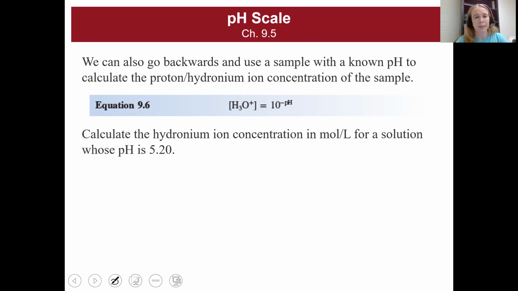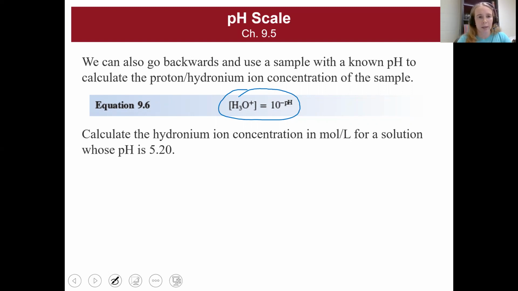So let's practice. We're going to use this equation. 10 to the negative pH, so 10 to the exponent, is how you undo a logarithm. They are opposites of each other, just like x and 1 over x are opposites of each other. They undo each other. This is how you undo a log. You do 10 to the minus pH.